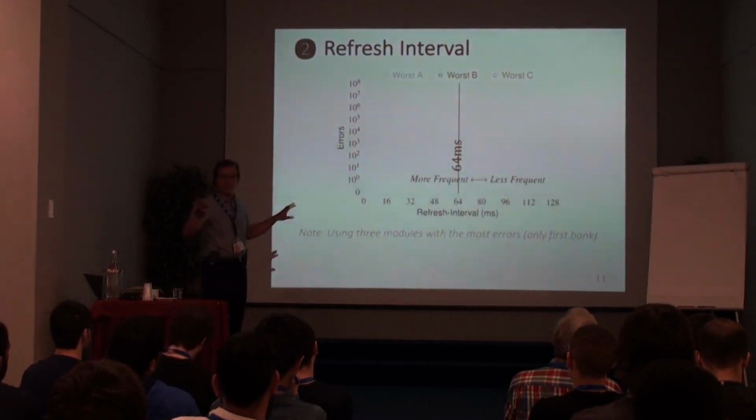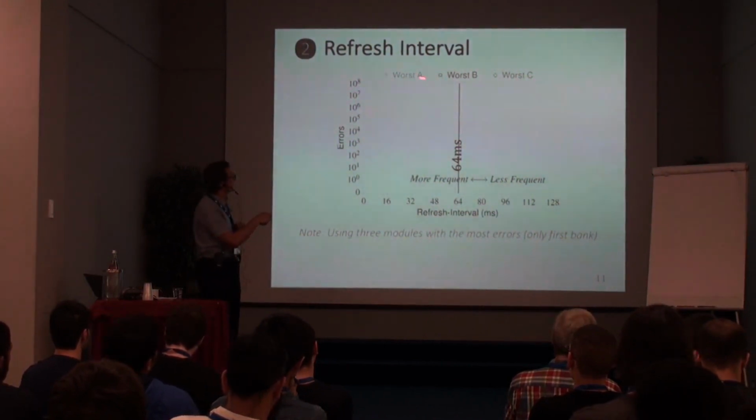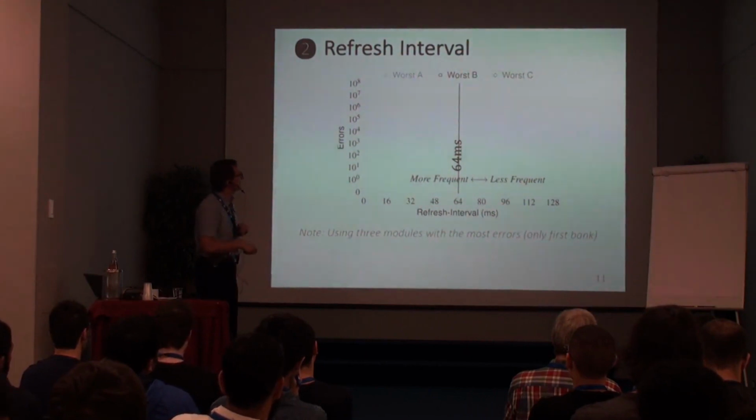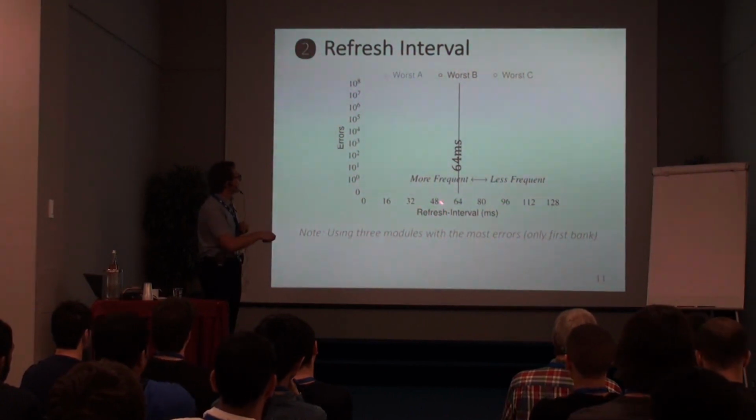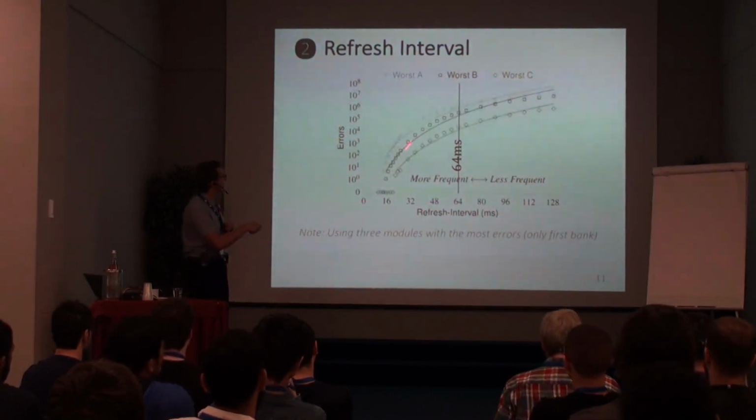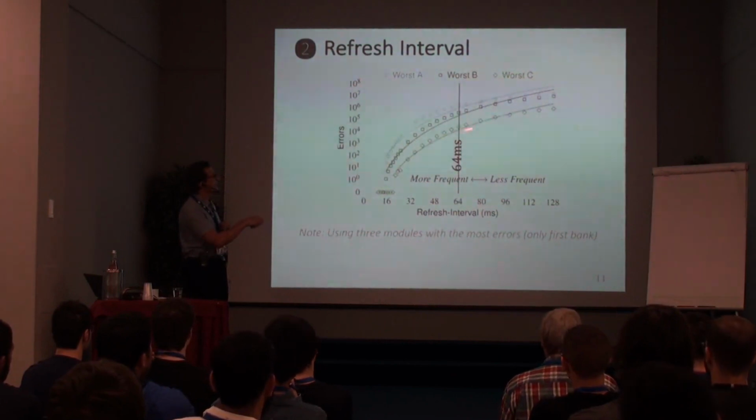These are all results from real DRAM chips. We're plotting just the worst case chips over here. What happens if you change the refresh interval? Today, we refresh everything every 64 milliseconds. If we do it more frequently, errors reduce. If we do it less frequently, errors increase.